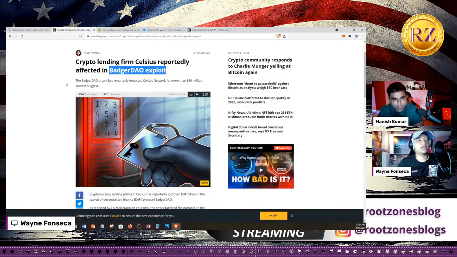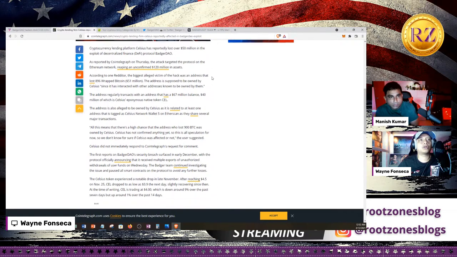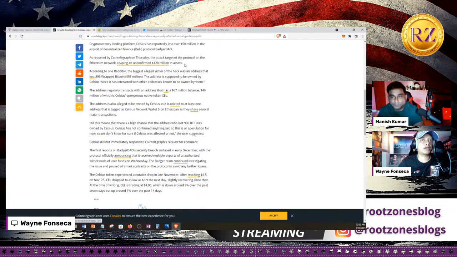So, lending firm Celsius also reportedly affected in BadgerDAO exploit. The BadgerDAO attack reportedly impacted the Celsius network for more than 50 million, as a source suggested. The cryptocurrency lending firm Celsius has reported over 50 million in exploit of decentralized protocol BadgerDAO. As reported by Cointelegraph on Thursday, the attack targeted the protocol on the Ethereum network, reaping an unconfirmed 120 million, according to one Redditor. The biggest alleged victim of the hack was an address that lost 896, as mentioned. The address is supposed to be owned by Celsius.